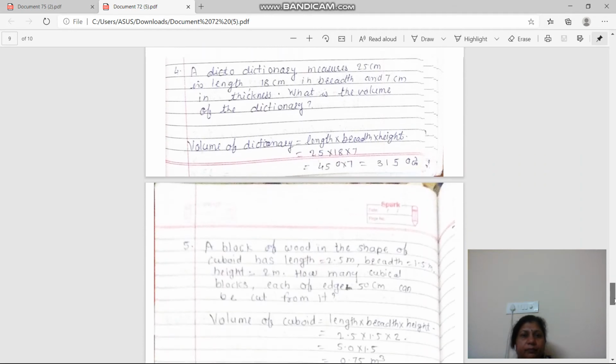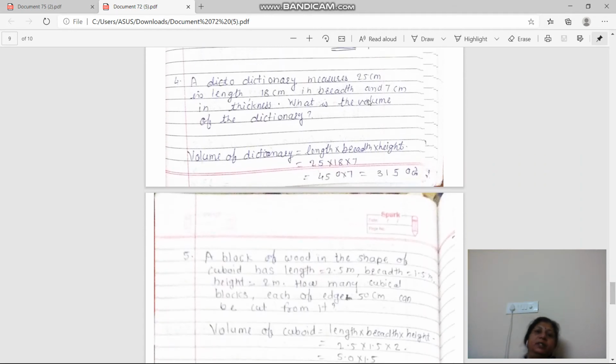Now next, fourth one. A dictionary measures 25 centimeter in length, 18 centimeter in breadth and 7 centimeter in thickness. So what is the volume of the dictionary?